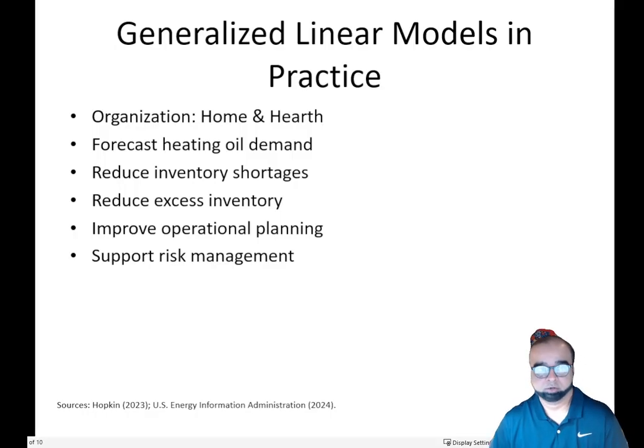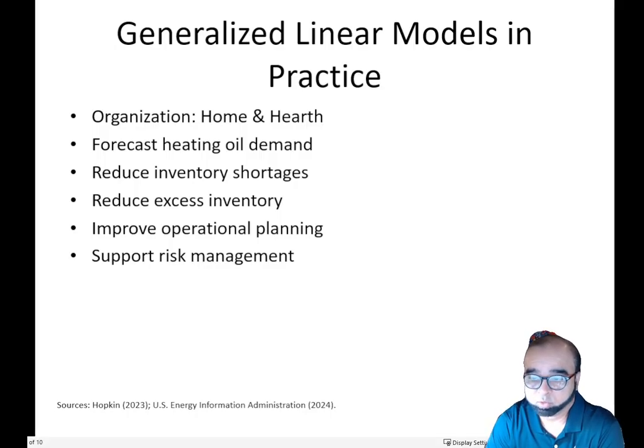Generalized linear models in practice. Home and Hearth operates in the energy industry, where accurately forecasting customer demand is essential for maintaining profitability and customer satisfaction. The company faces several operational challenges, including predicting heating oil demand, preventing inventory shortages, minimizing excess inventory, and improving overall planning. To address these challenges, Home and Hearth implemented predictive analytics using a generalized linear model.